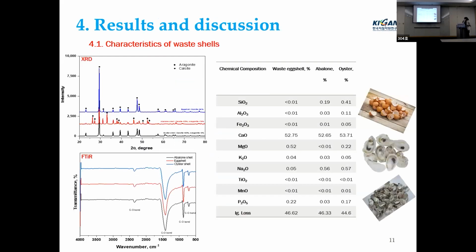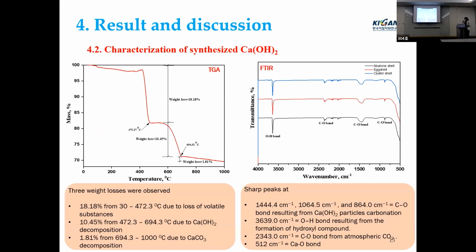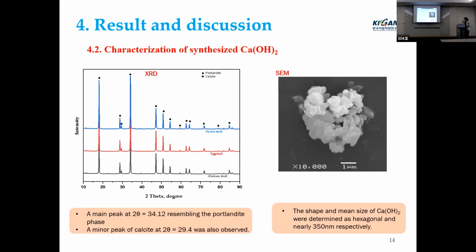For the results, we have characterized the material before use, which is mainly calcium carbonate, and the calcium oxide content is very high. The XRD also shows the carbon and oxygen form. The activity test TGA all indicated that there is calcium carbonate, and for the synthesized calcium hydroxide, we have obtained portlandite, both in TGA and XRD.